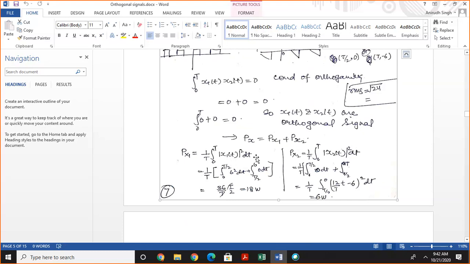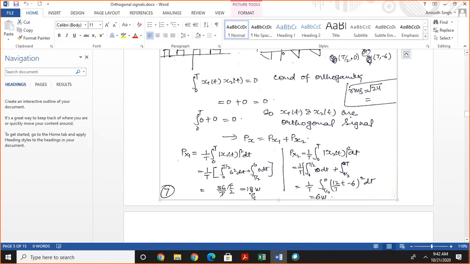Integration of mod of x of t, square of mod of x of t dt divided by t. But this question will be solved using orthogonality of signal. So we break this waveform into two waveforms like this. Both are periodic. So we take the limit from 0 to t, and this is x1(t) and this is x2(t).